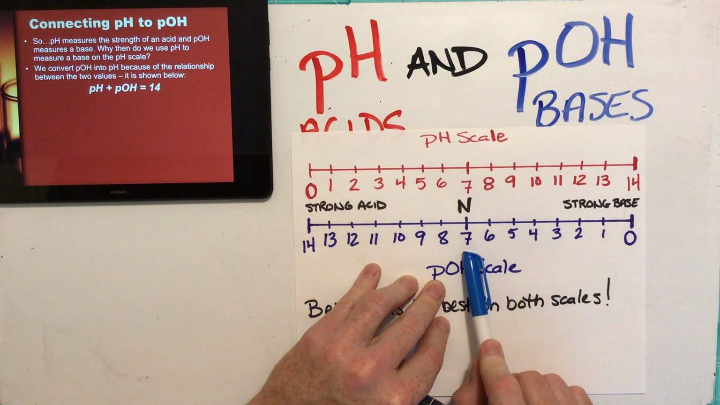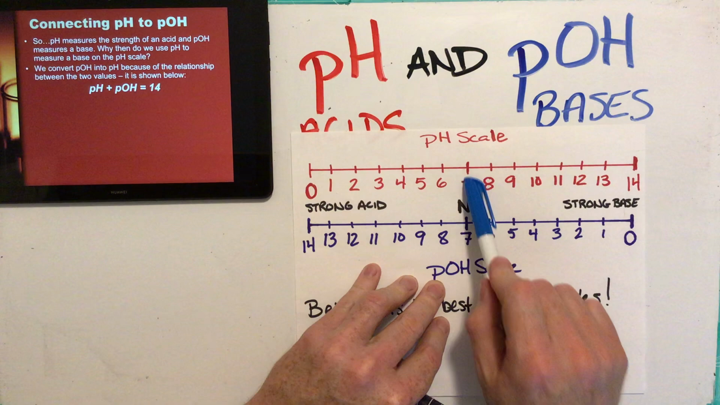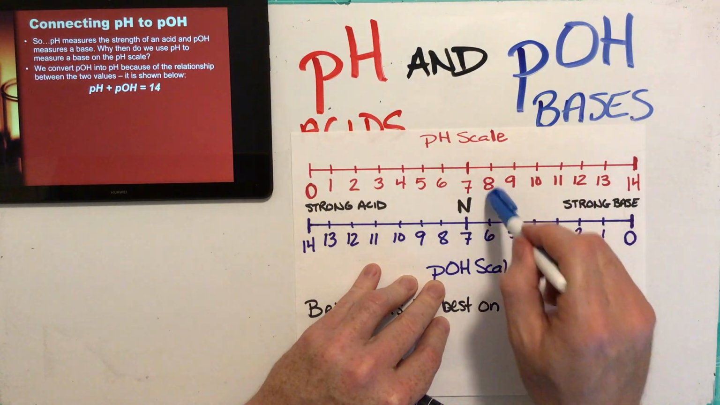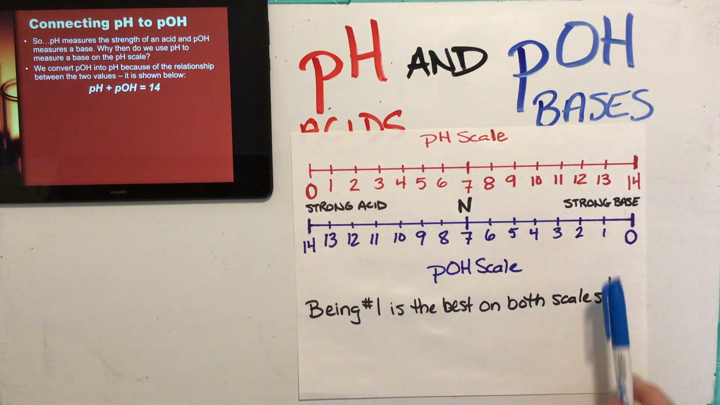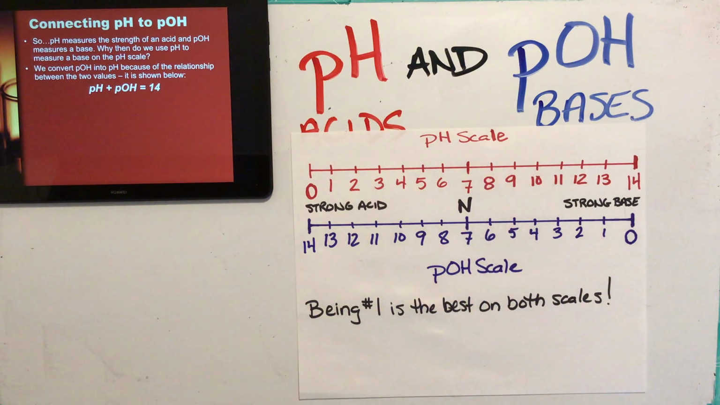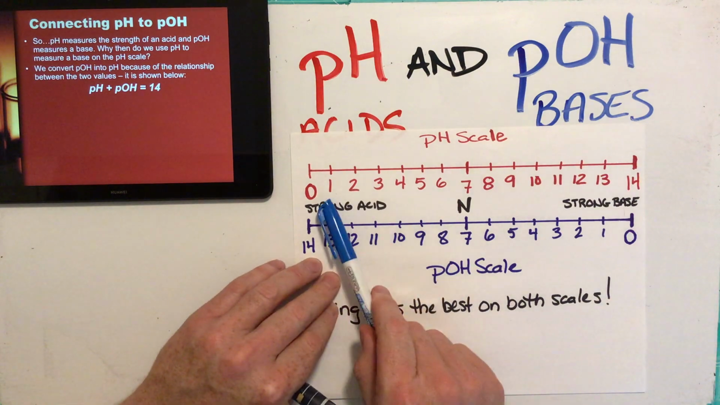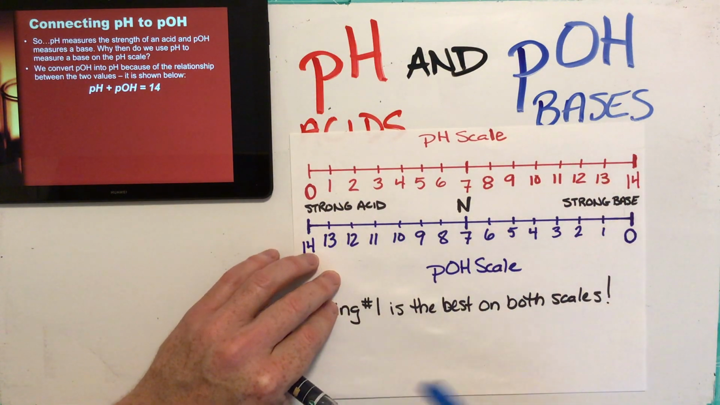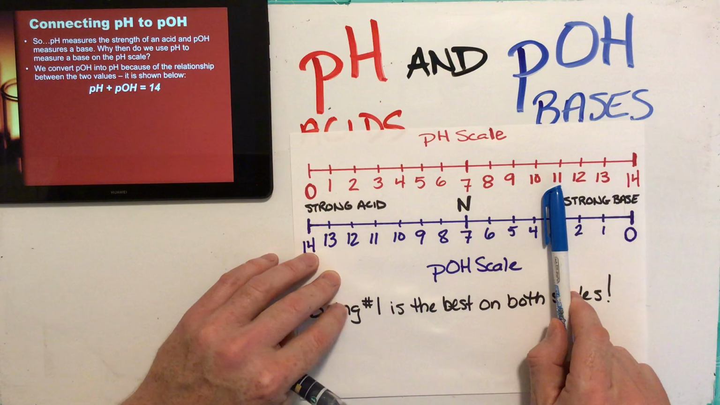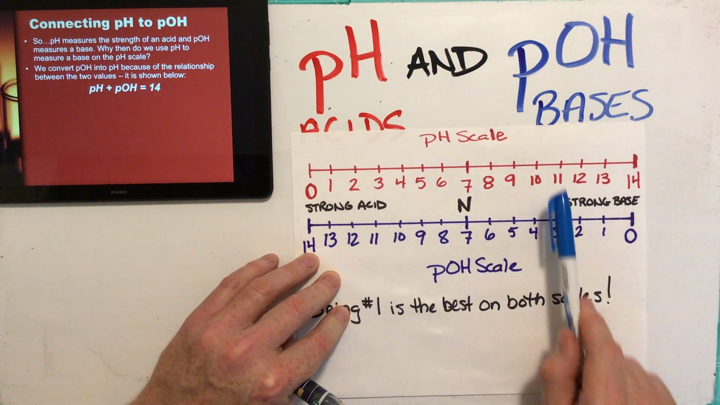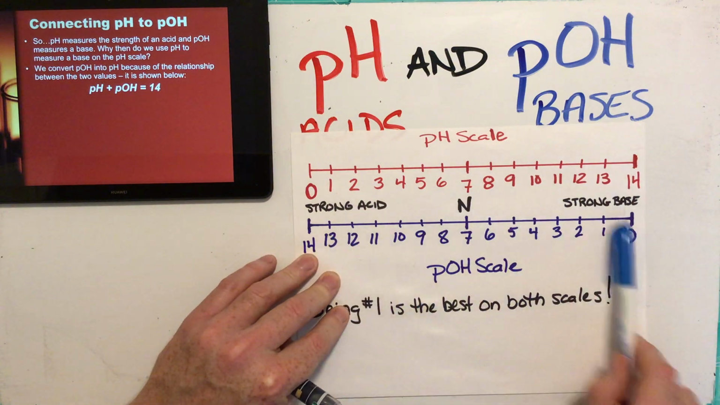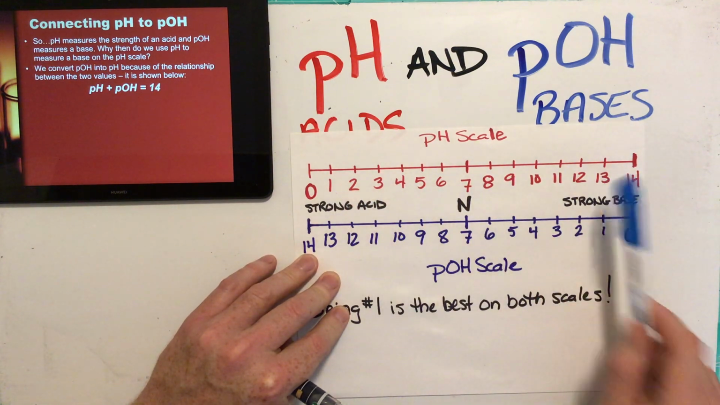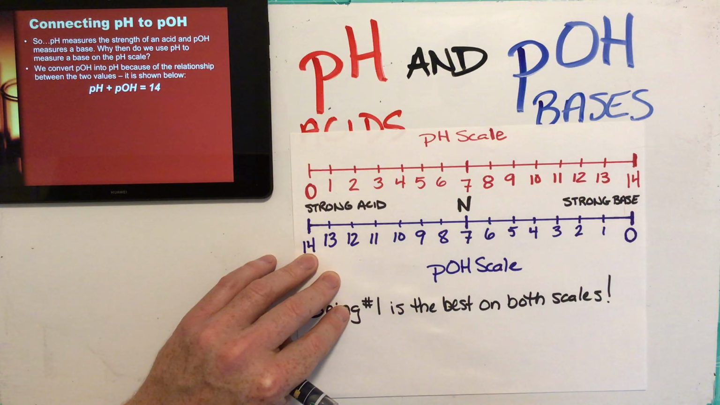If I have water, water's pH is 7, its pOH is 7. So 7 and 7 is 14. 8 and 6 is 14. 2 and 12 is 14. So this is how the pOH scale relates to the pH scale. So if I know this scale, for example, if I know a base has a pH of 11, I know its pOH is 3, because 11 and 3 equal 14. So I don't need this one. I just have this one, it covers everything.